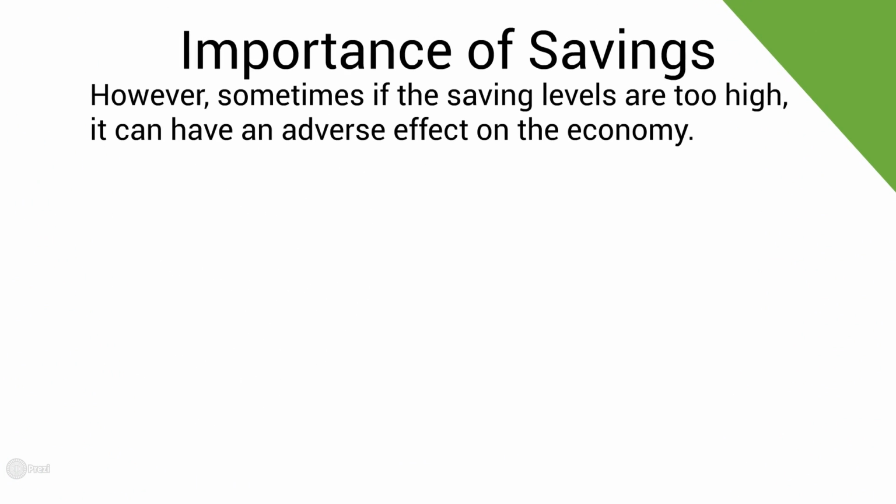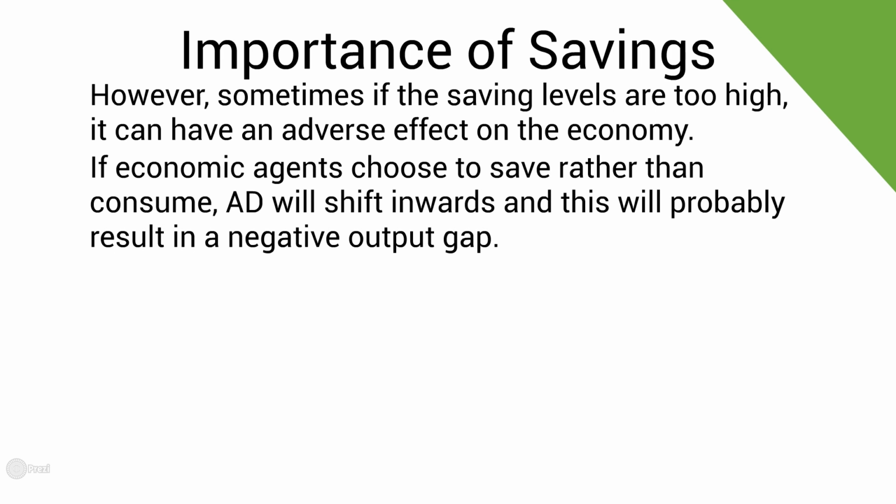However, sometimes if the savings level is too high, it can have adverse effects on an economy. If economic agents choose to save rather than consume, aggregate demand will shift inwards, and this may result in a negative output gap. This is because individuals are choosing to save their income rather than consuming it, and this will cause a drop in consumption. As consumption is one component of aggregate demand, it means that a fall in consumption will shift aggregate demand inwards, and this is why there may be a negative output gap in the economy.